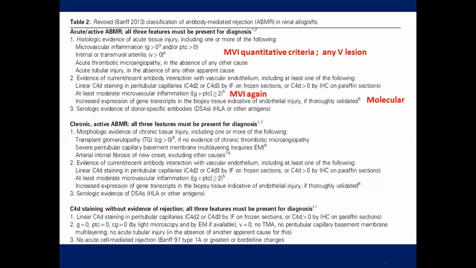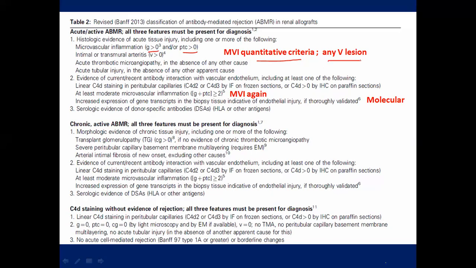So based on the revised 2013 classification, if you look at these criteria, microvascular inflammation quantitative criteria were laid down. So when I say quantitative criteria, in microvascular inflammation, G has to be more than 0 and PTC has to be more than 0. That means there has to be some amount of peritubular capillaritis. The other thing, if you look here, is any kind of V lesion. So any V lesion is suggestive of antibody-mediated process.